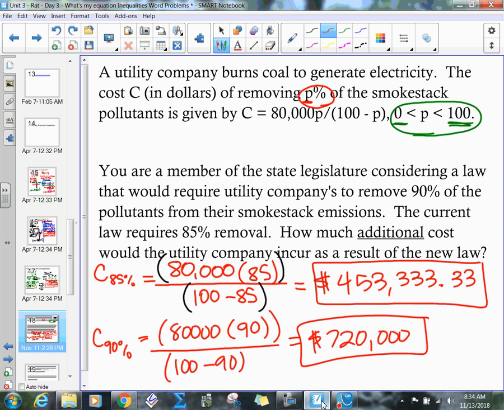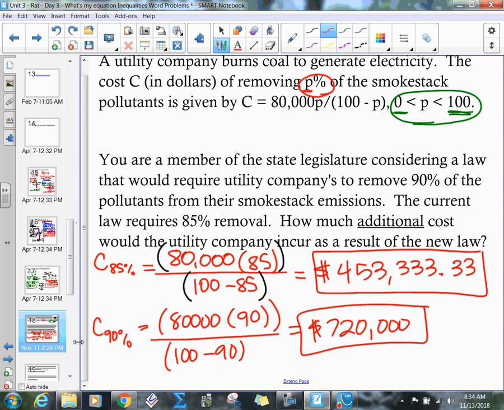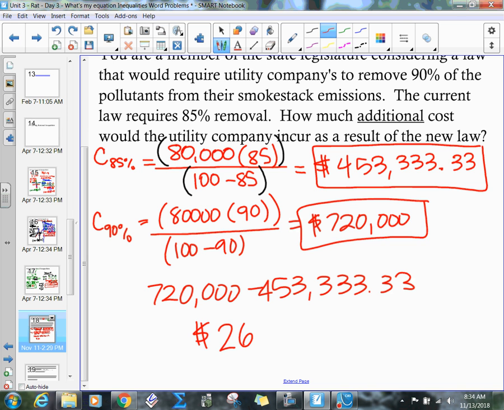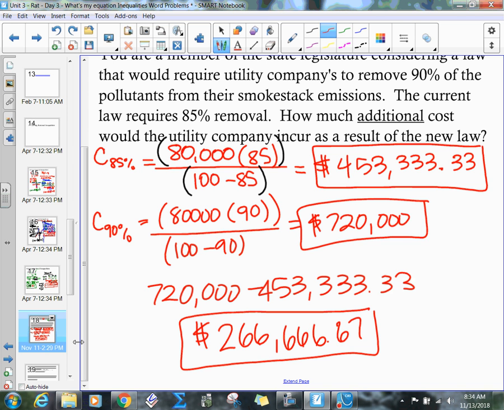So this one was $720,000. So it was a significant amount of money more for that 5% increase. So what's the additional cost is what they asked you for. So $720,000 minus $453,333.33 means that that additional 5% of removal of those pollutants is costing companies an additional $266,666.67. Okay, let's hope the next problem goes better.